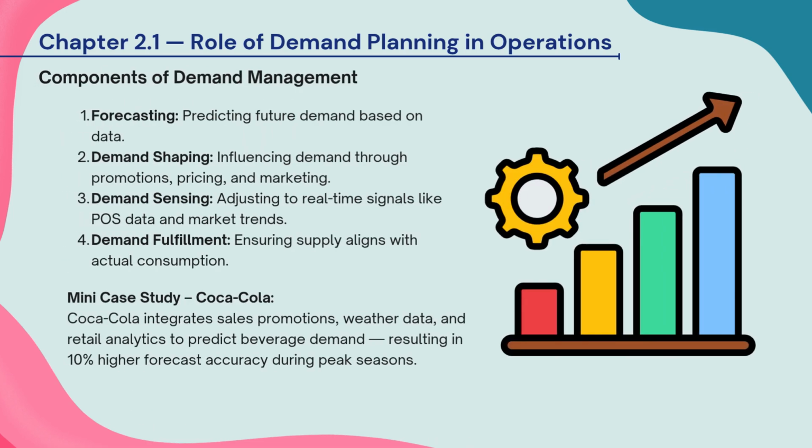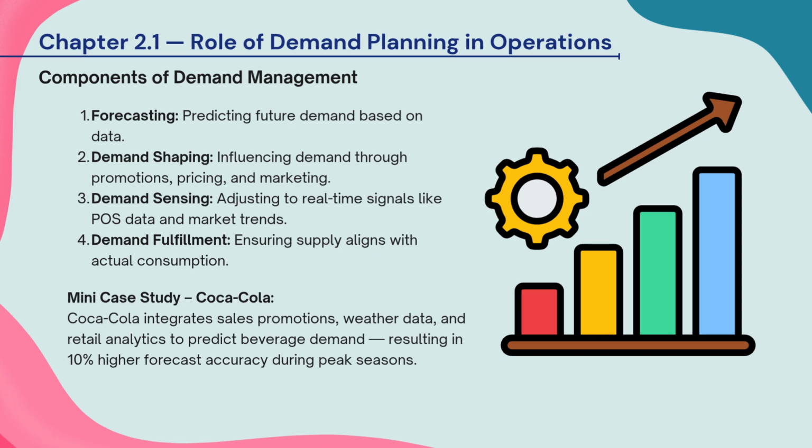Demand management includes forecasting future demand using data, shaping demand through pricing and promotions, and sensing real-time market signals to adjust plans quickly. It also ensures that supply matches actual consumption through effective fulfillment. These components work together to create a responsive and customer-centric supply chain.